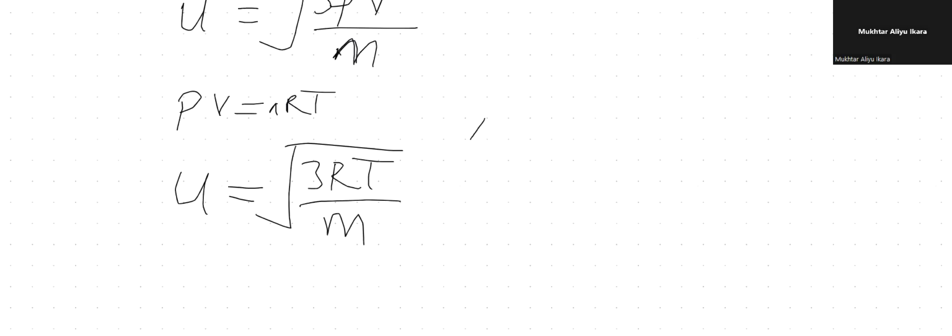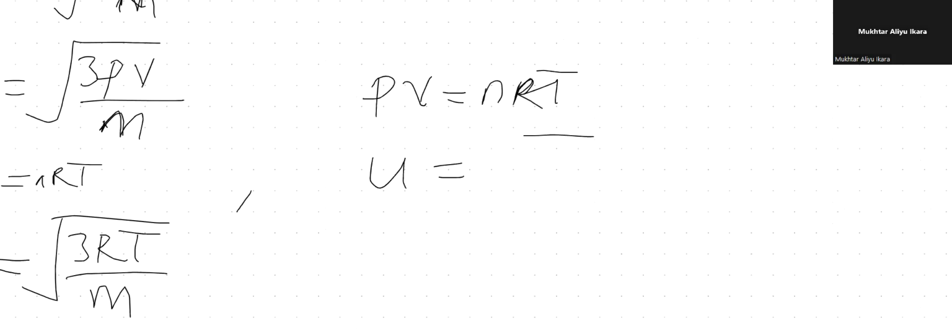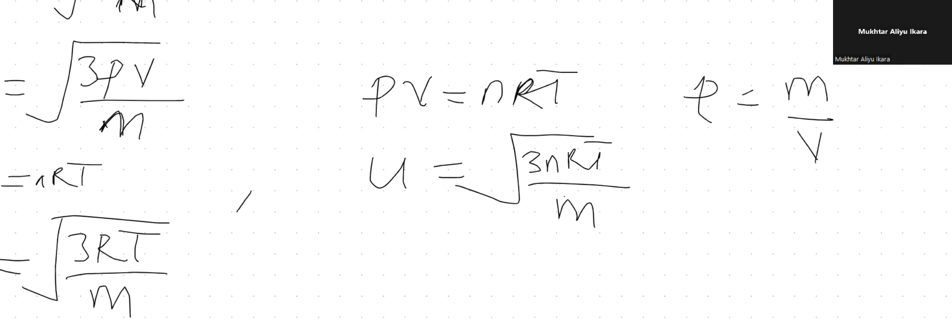Some of this manipulation: remember we said that PV is equal to nRT. So of course we can now say u = square root of 3nRT all over M. Remember that density is equal to mass all over volume. Also, remember that n is equal to mass all over molar mass. So let me start with this n first. We can now replace this n with mass over molar mass.